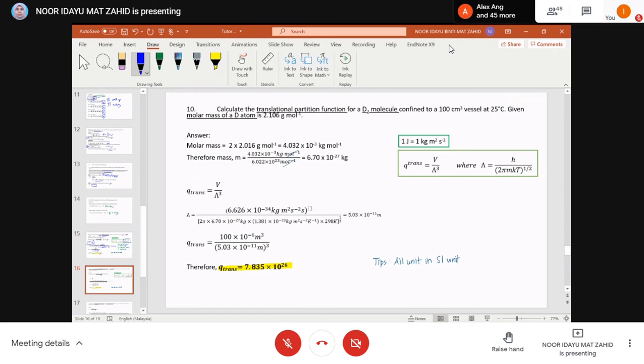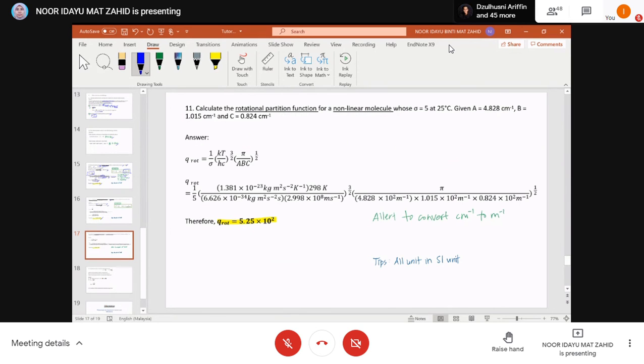So question number 10 also, translational partition function for a D2 molecule. So D2, see this is molar mass, don't forget it has 2, and this is the molar mass of a deuterium molecule. So the molar mass in SI would be 4.032 times 10 to the power of negative 3 kilogram per mole. Convert to mass with similar step. Okay, as question number 9, the answer would be 7.835 times 10 to the power of 26. You can see it's still a very large number.